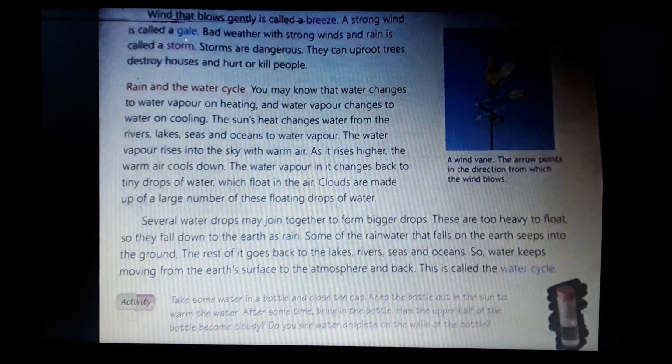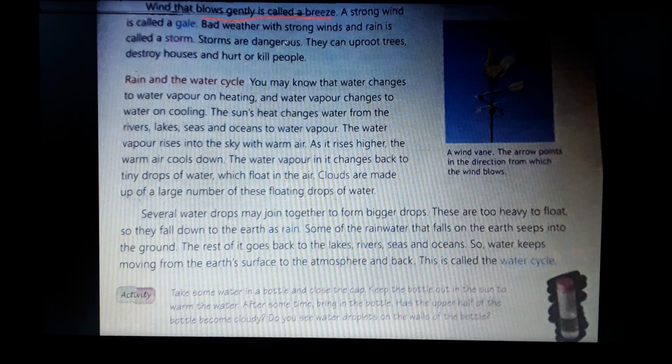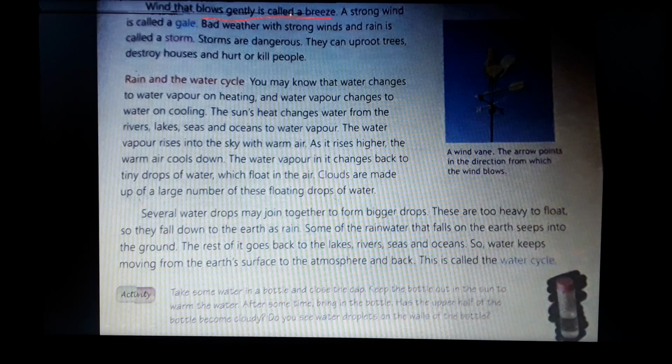So there are different types of winds. Wind has a few different categories. Like wind which blows gently is called a breeze. So if you are asked what is a breeze, then you will say wind that is blowing gently, lightly. Sometimes in the summer evenings you have a light wind blowing. That kind of wind is called a breeze.